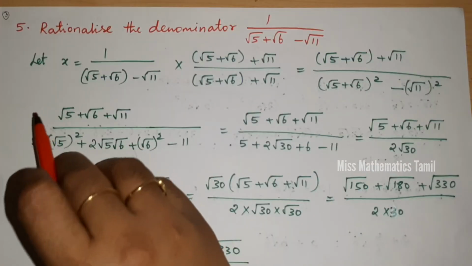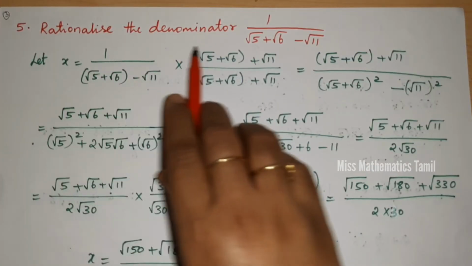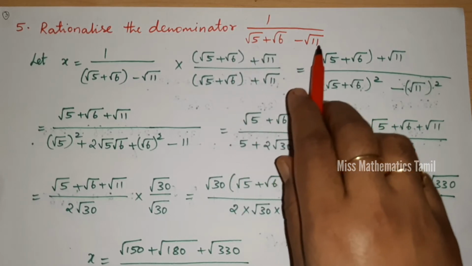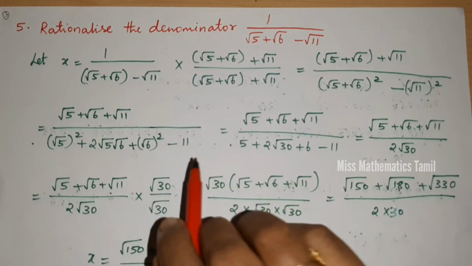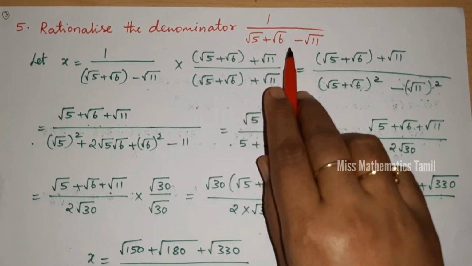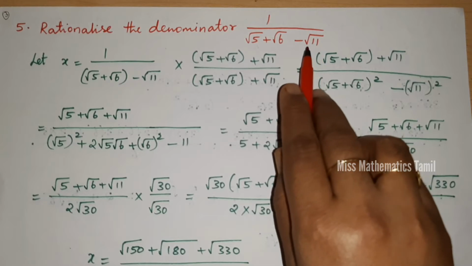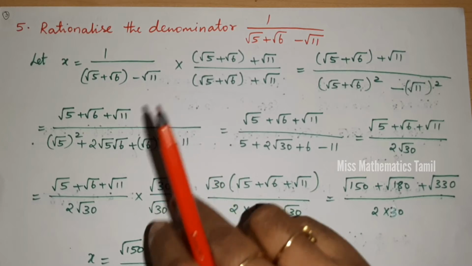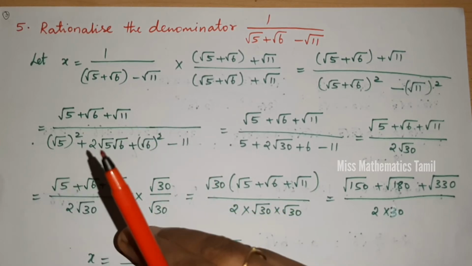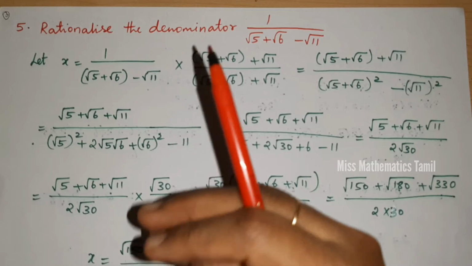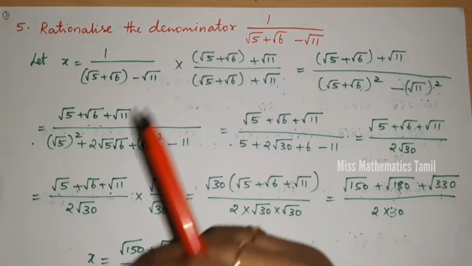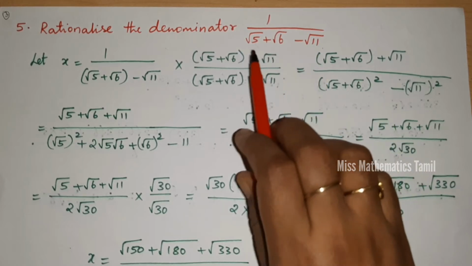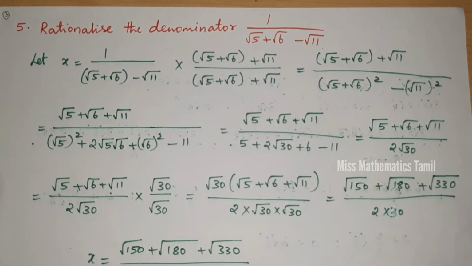Okay. Fifth question. Rationalize the denominator of 1 by root 5 plus root 6 minus root 11. Okay, we have to listen carefully. In the denominator, we have 3 terms. Usually we did only 2 terms. So, between the 2 terms, what is the sign in the denominator? Negative means we will change it to positive and multiply both the numerator and denominator. But here, 3 terms are there. So where do we have to change the sign?